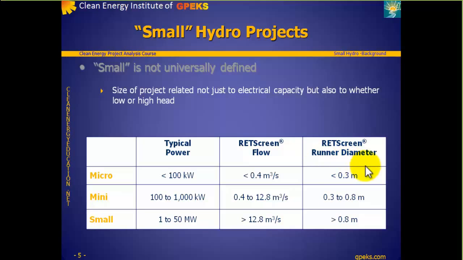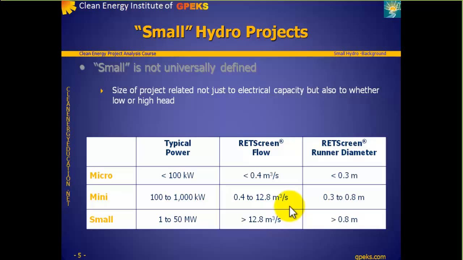In RETScreen, microhydro refers to projects using turbines with a runner diameter less than 0.3 meters. This corresponds to a maximum flow rate of 0.4 cubic meters per second. Mini hydro projects have turbines with runners 0.3 to 0.8 meters in diameter and have maximum flow rates of 0.4 cubic meters per second to 12.8 cubic meters per second. This upper limit is the flow permitted by 4 turbines operating in parallel, each with 0.8 meter runner diameter.